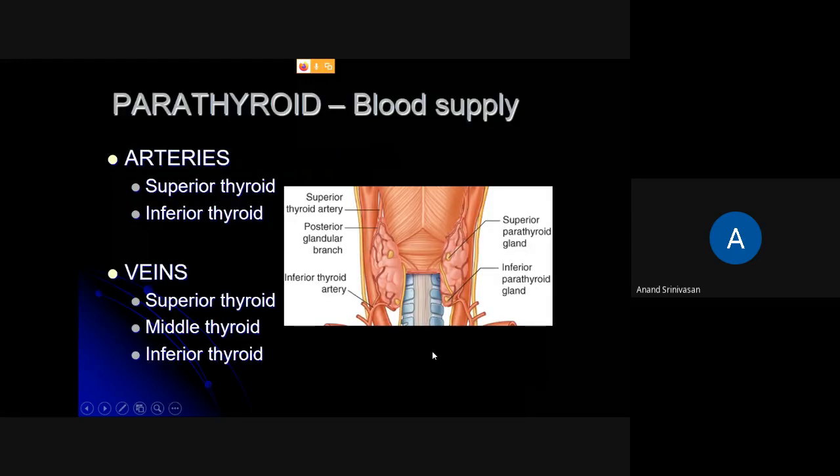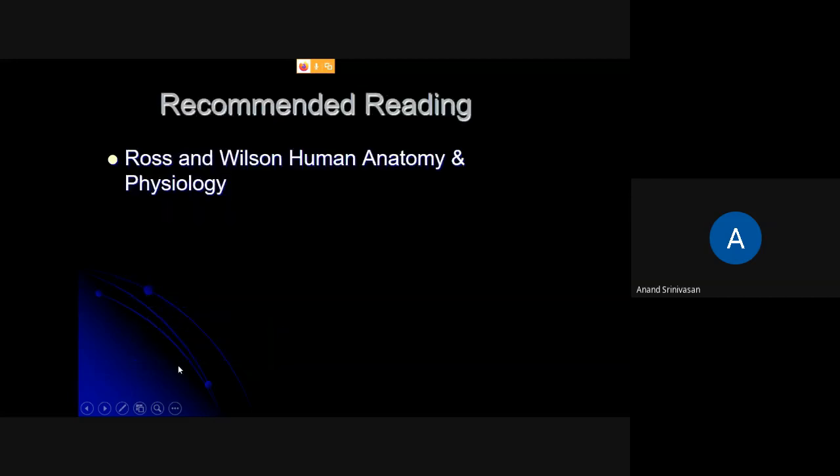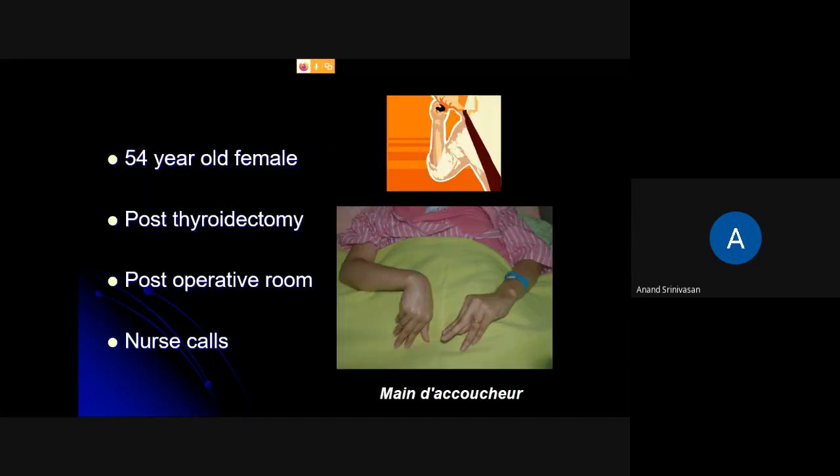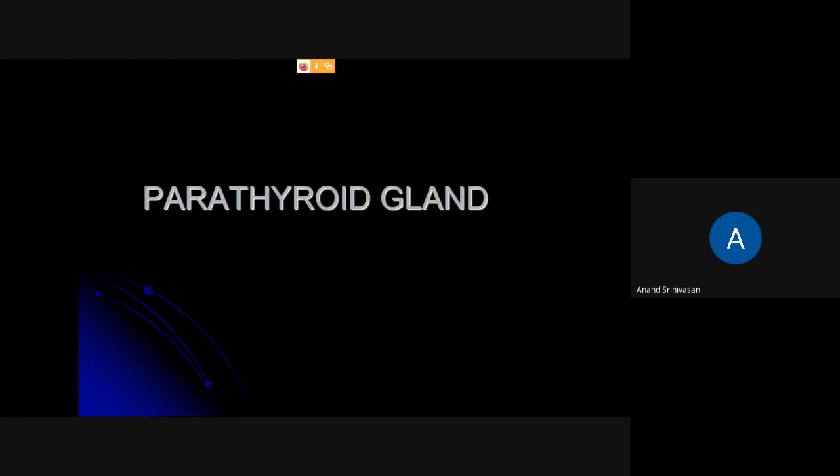The blood supply of the parathyroid is the same as that of the thyroid gland, by the superior and inferior thyroid arteries, and the venous drainage is also the same, superior, middle, and inferior thyroid veins. Now, why does this occur? Can anyone guess? What is the function of the parathyroid glands? The parathyroid gland is very important for controlling calcium metabolism in our body.